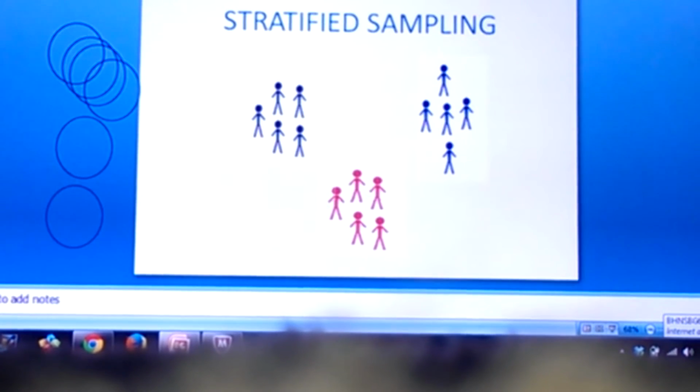Now, you want to approach this the same way you did for the simple random sample technique. You would assign each person within each group a number. You would then plug those numbers into a computer-based model. That computer-based model would then spit out random numbers. So say your sample group is going to be comprised of 6 people. That computer-based model will spit out 6 random numbers.